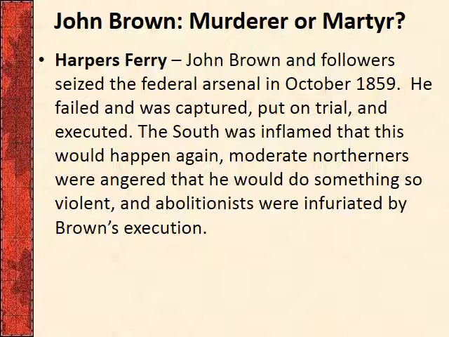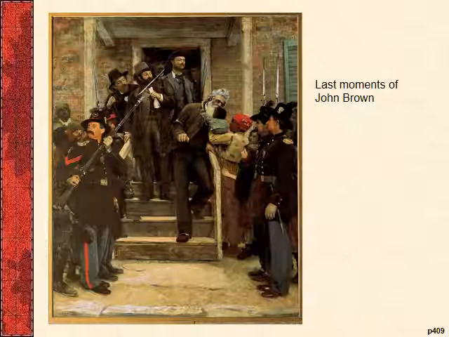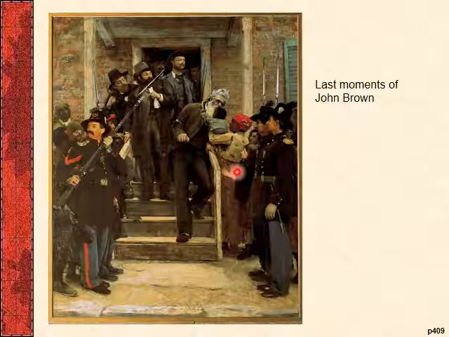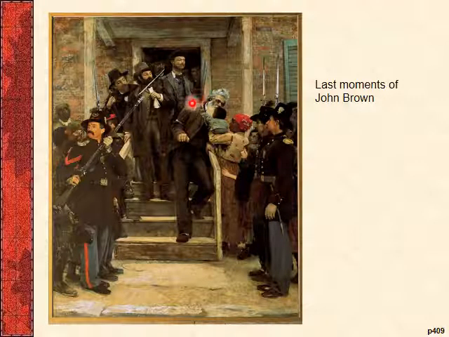And then the abolitionists, they view John Brown as a martyr, and they're infuriated by his execution. They think he just basically floats right into heaven, and they sing lots of songs during the Civil War that are based on the life and death of John Brown. This is the painting from your book that talks about the last moments of John Brown. Here he is. He's got that long, flowing white beard, and of course he's kissing a little black baby on his way to the gallows.